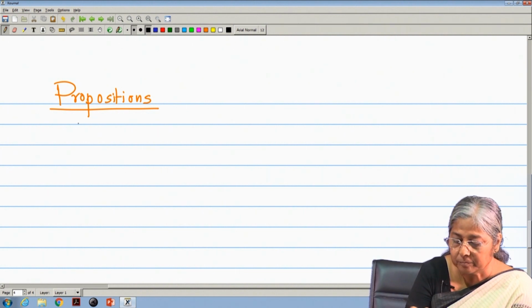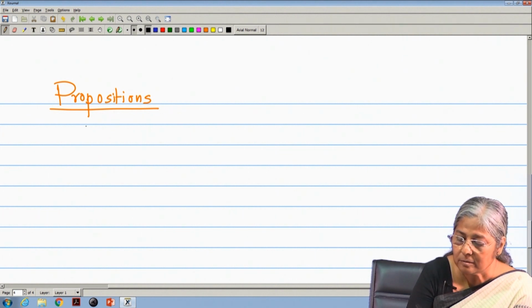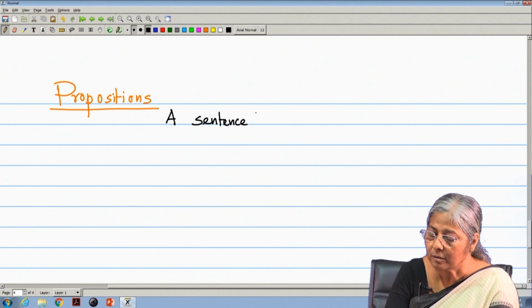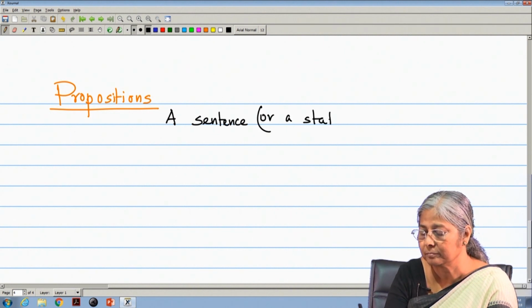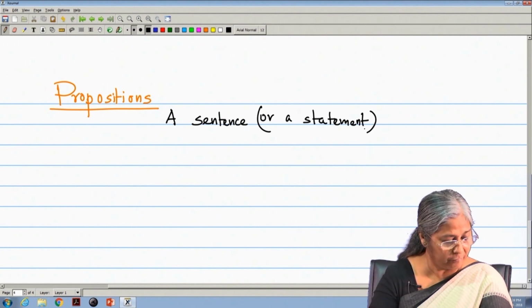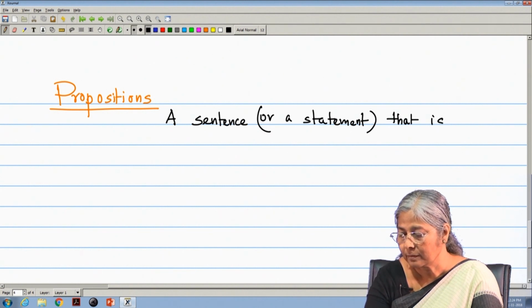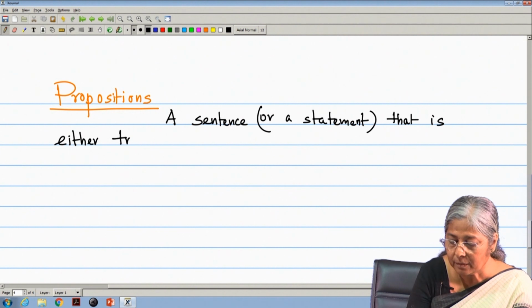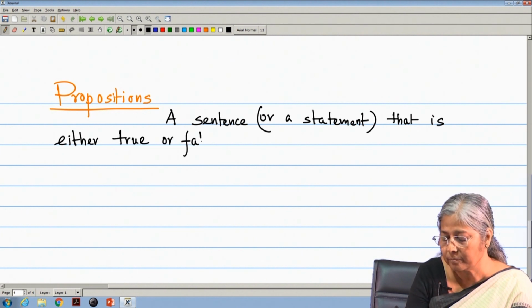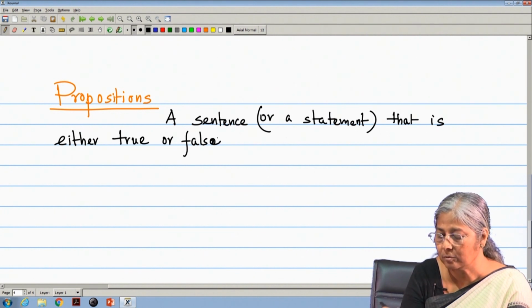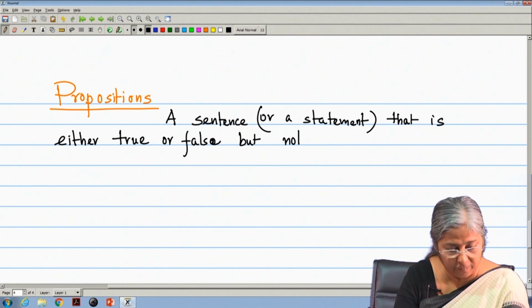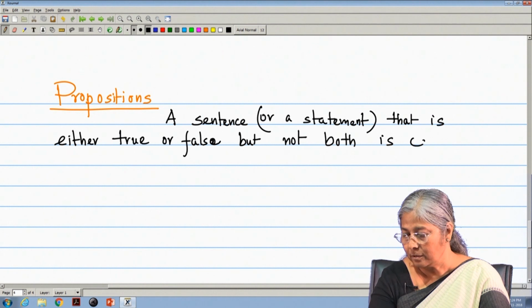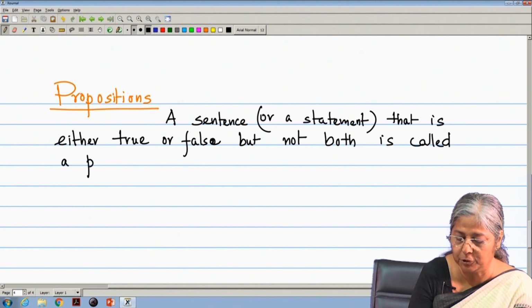So, we define that a sentence, or we can say a statement, that is either true or false but not both is called a proposition.